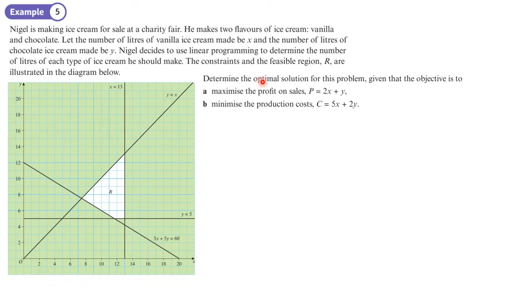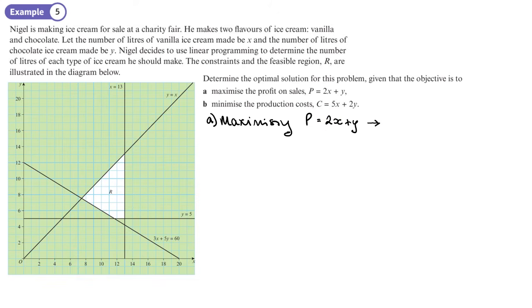And what we need to do is determine the optimal solution for this problem, given that the objective is to maximize the profit on sales P equals 2x plus y. So in part A, it's about maximizing P equals 2x plus y. Now we're going to use the ruler line method, which means substituting some values in for P so that I can see where the ruler needs to go.